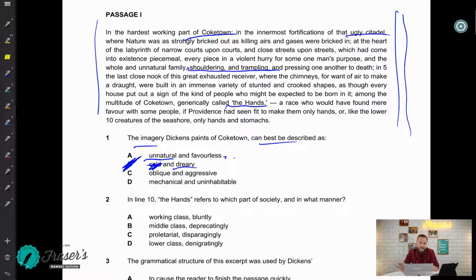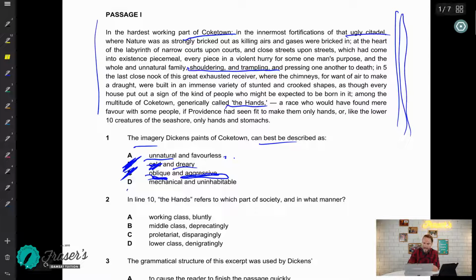C, oblique and aggressive. Now, oblique is a kind of anachronistic word, a strange word to use. Oblique kind of means off to the side, so we have this oblique and aggressive. I don't think that is the best way of describing the imagery there. That brings us down to D, mechanical and uninhabitable.